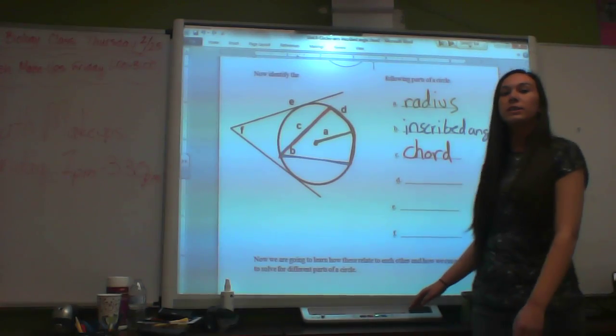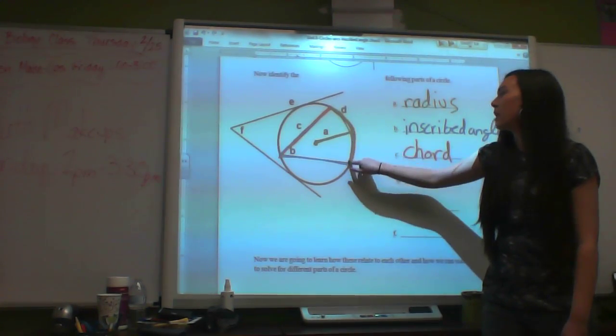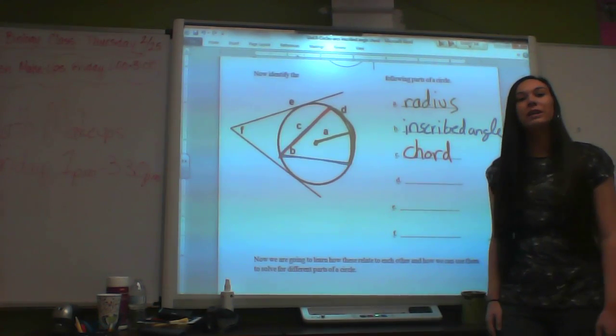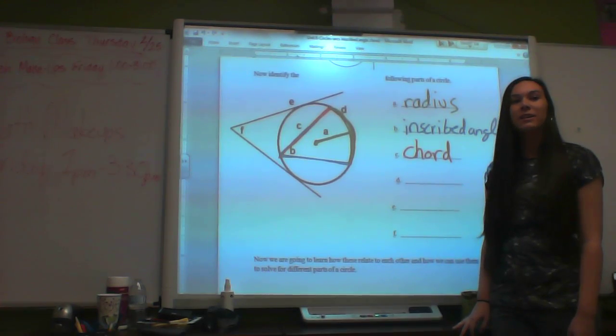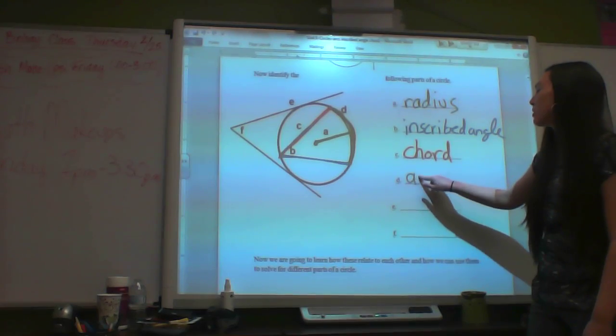Okay, and now on to D. D is this one right here. And what does D look like? An arch, right? So what is D? Great job, guys, an arc, right? This is the arc of a circle.